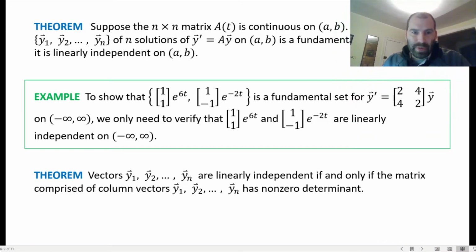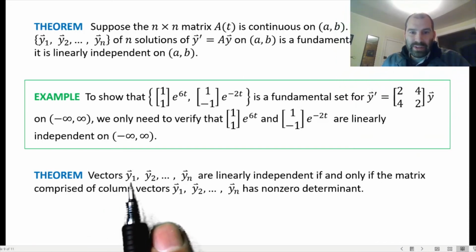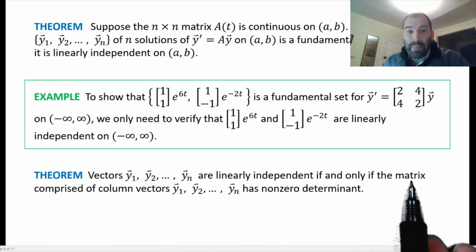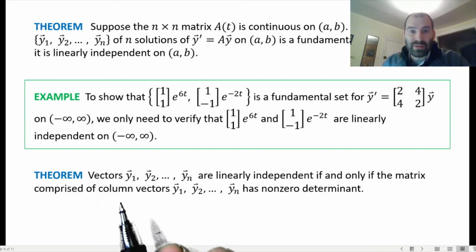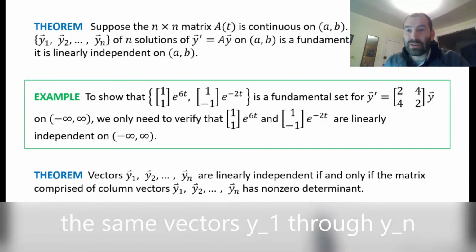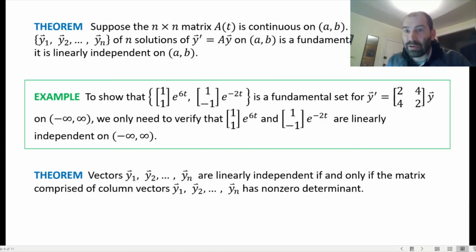Here's a theorem. Vectors are linearly independent if and only if the matrix comprised of column vectors has a non-zero determinant. So this is a way we can check to see if they're linearly independent. Now you could actually go back to the definition that we talked about early on, and that would work, but that's a little bit tedious. This is a really nice way to check for linear independence.